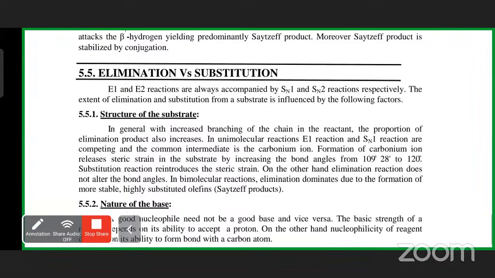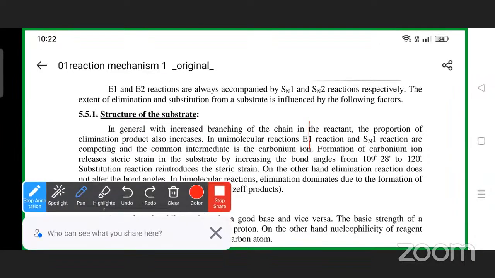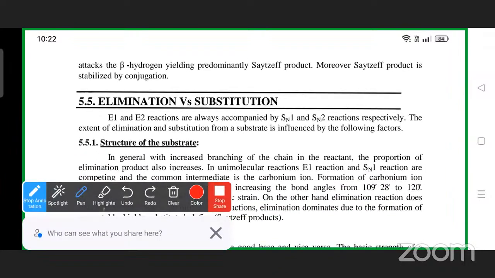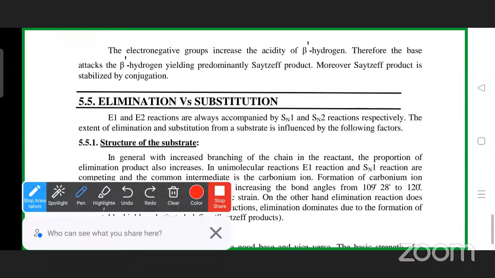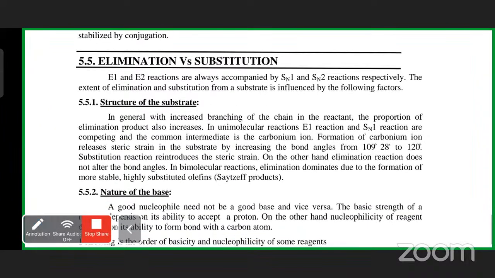Next, elimination versus substitution. This is very, very important from the exam point of view. When the reaction takes place, due to the nature of the substituent or the reactant, there will be a competitive reaction, that is, elimination and substitution. And what are the factors?